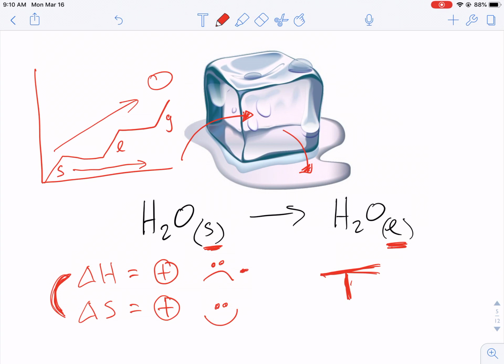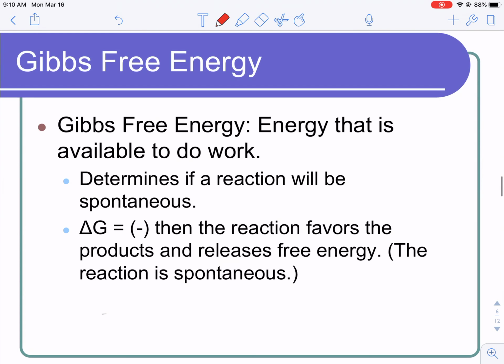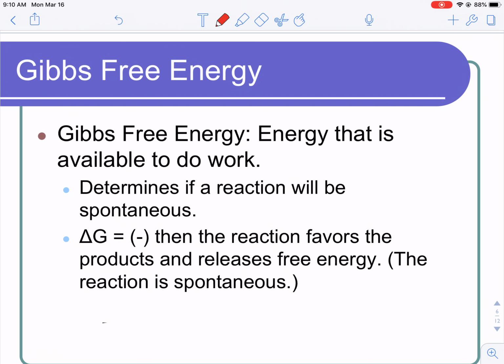So we need one more variable that's going to help us use temperature to decide which of these values we can trust. And that value is called Gibbs free energy. And we have ways of solving for Gibbs, a couple of different ways. But the key here now is what we want when we're looking at reactions. We want our delta H to be negative. We want our delta S to be positive. And these will tell us if it's favorable or not.